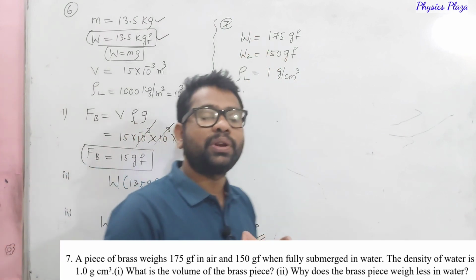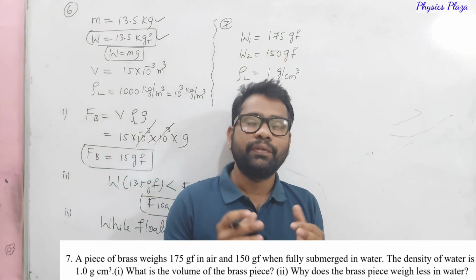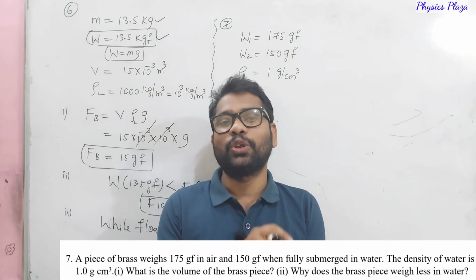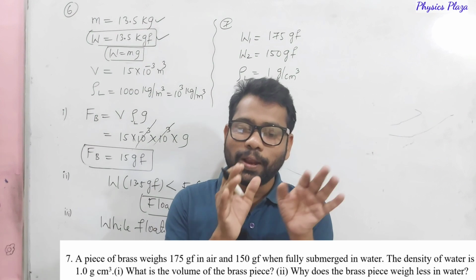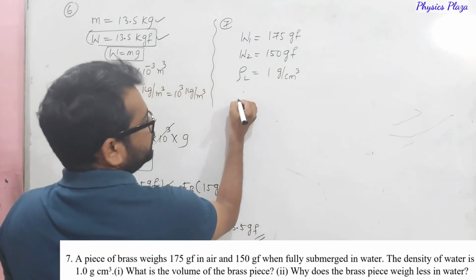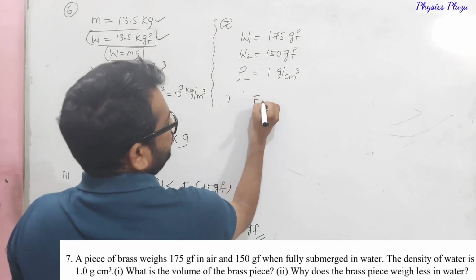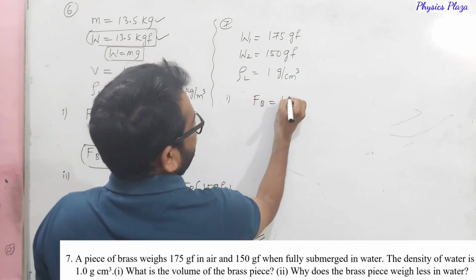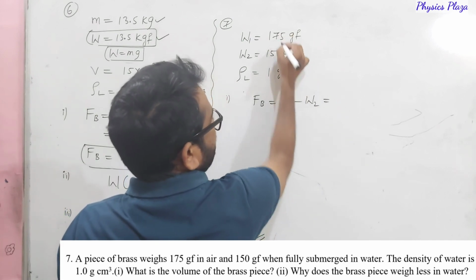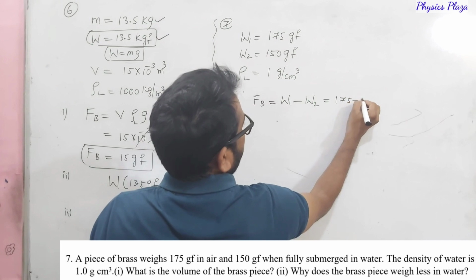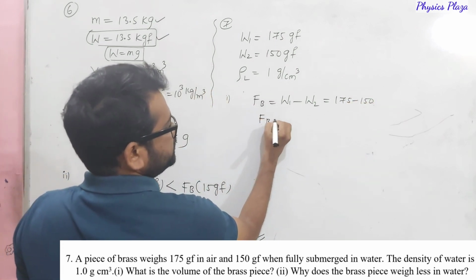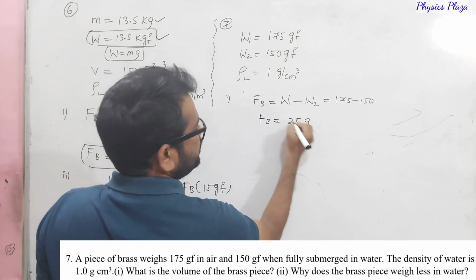Children, we calculated this in the second numerical. When the weight of the solid in air and the weight of the solid in a liquid are given, how do we calculate the volume? For that we should know the loss of weight of the body, that is the buoyant force. So here, buoyant force or loss in weight is equal to W1 minus W2, which is 175 minus 150. So FB is equal to 25 gf.